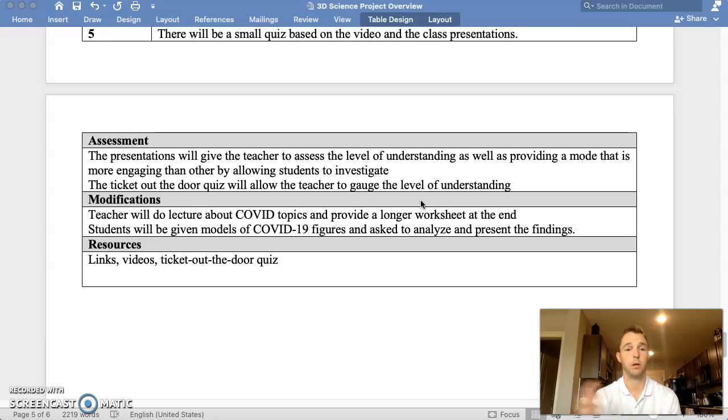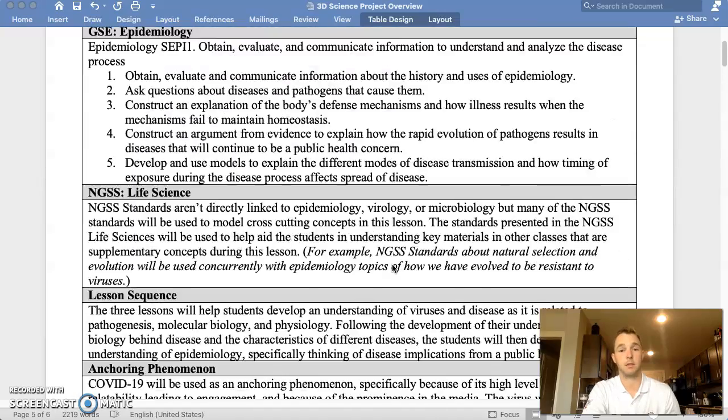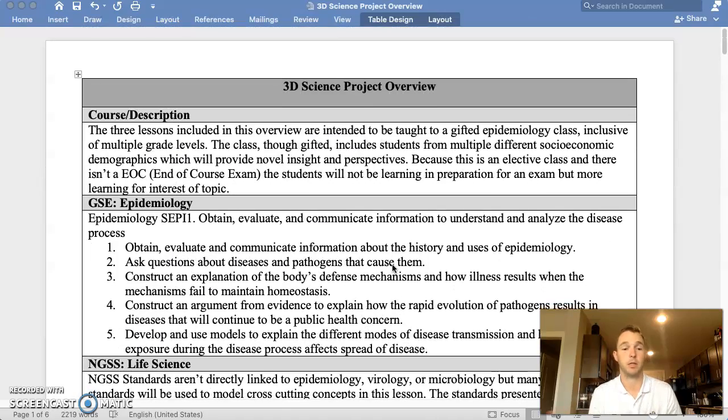Modifications would include the teacher doing the lecture for a little bit longer and then a longer worksheet at the end, or the students could be given models of COVID-19 figures and asked to analyze and interpret the findings. I think this lesson is really cool because it gives the students a chance to be students, but also be public health professionals and epidemiologists and assume a real professional role.